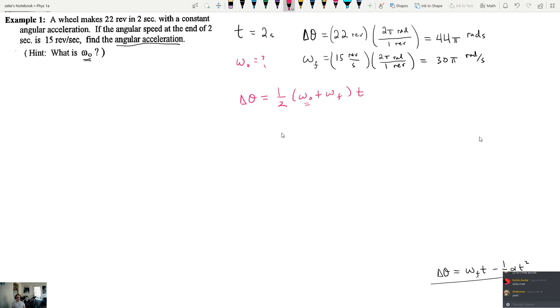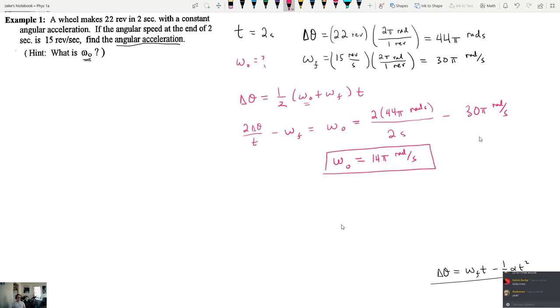So we can use this to solve for omega initial if we manipulate things like this. 2 delta theta over t minus omega final should be equal to omega initial. Here I just multiply by 2, divide by t, and then subtract omega final until we have omega initial by itself. So this will give us 2 times 44 pi radians divided by t, which is 2 seconds, minus omega final, which is 30 pi. So this is going to be 2 over 2, 44 minus 30 is 14. So that's omega initial, 14 pi.